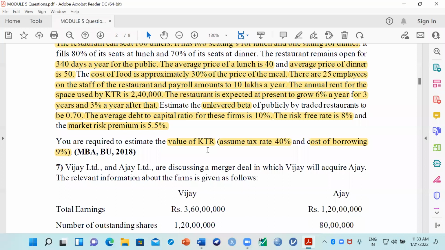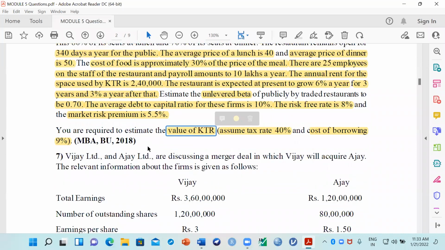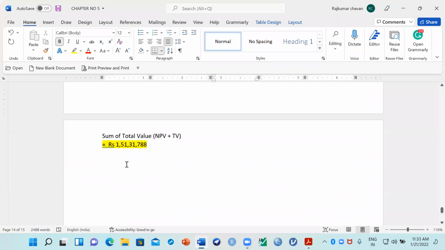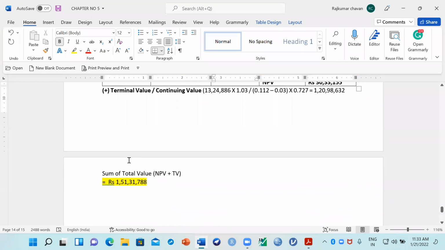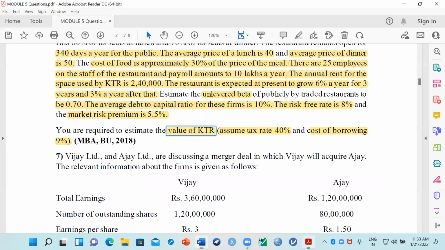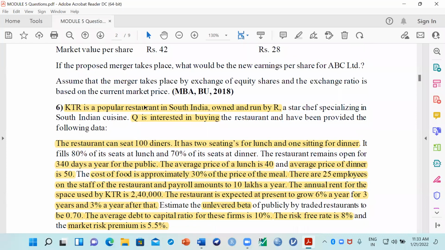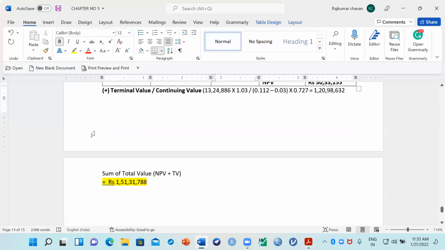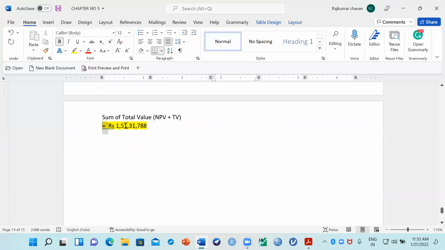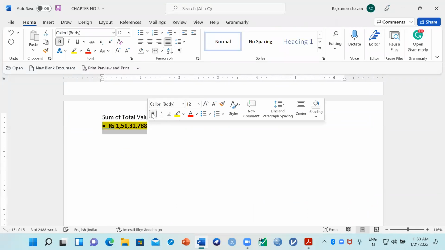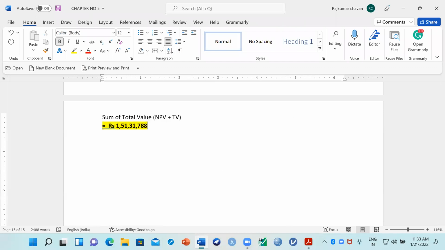So what you were required to do is estimate the value of KTR restaurant. So we have estimated the value of KTR. It is around 1 crore 51 lakh 31,000. So this is the price they should fix. KTR should fix this price to Q if they want to sell that restaurant. So approximately this is the price they can charge. Is it clear?